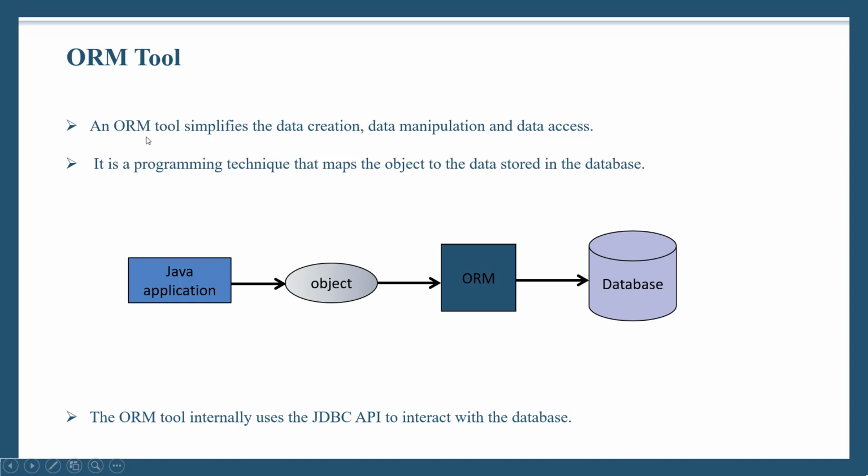An ORM tool simplifies data creation, data manipulation and data access. An ORM tool is a programming technique that maps the object to the data stored in the database. And this is how we can represent the relationship between the ORM tool, the database and the Java application. Using an ORM tool, objects are mapped to database records. An ORM tool internally uses the JDBC API to interact with the database.